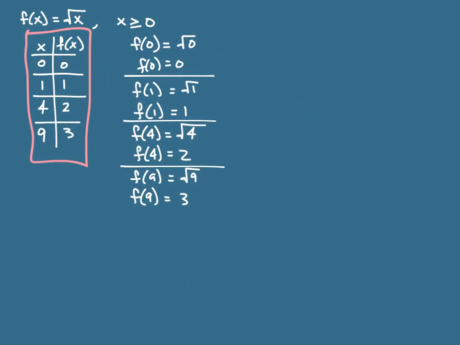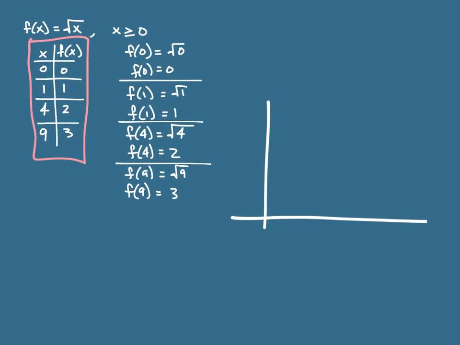And so let's go ahead and graph this. Because we don't have any negative numbers, I'm just going to leave it as such. But let's do 1, 2, 3, 4, 5, 6, 7, 8, 9. And then 1, 2, 3. So I know I have the point 0, 0. I have the point 1, 1. I have the point 4, 2.